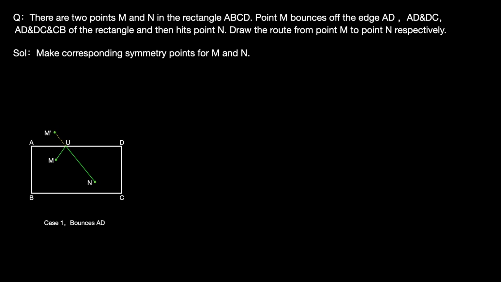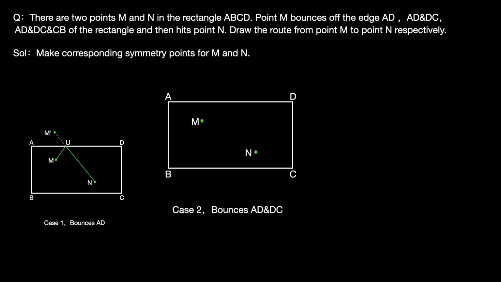Next, we look at the second case, reflections from AD and DC. In the same way, we only need to make the symmetry point of M about AD and the symmetry point of N about DC. By connecting M prime and N prime, we get the equivalent path, which intersects AD and DC at points U and V, so we get the reflection points. By connecting MU and NV, we get the solution to case 2.